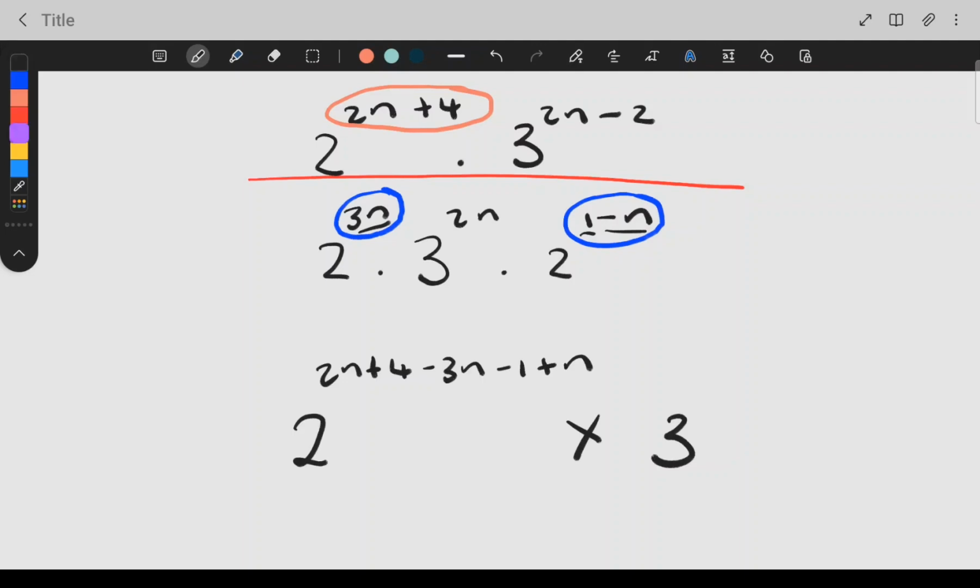So I'm going to do the same for 3. Where the base is 3, this is on top and this is at the bottom. So on top, I'm going to have 2n minus 2. It stays the same. But this 2n is now negative 2n.